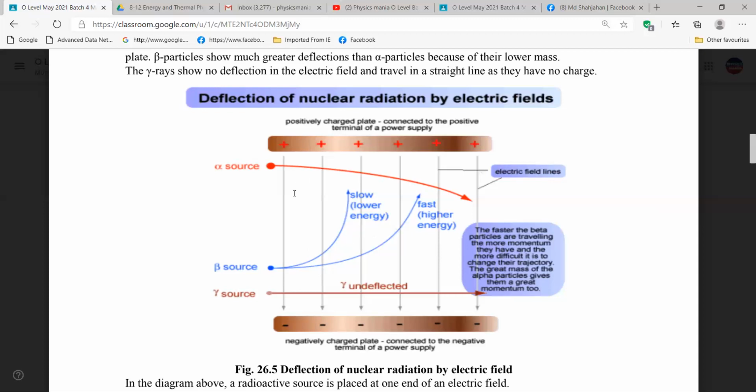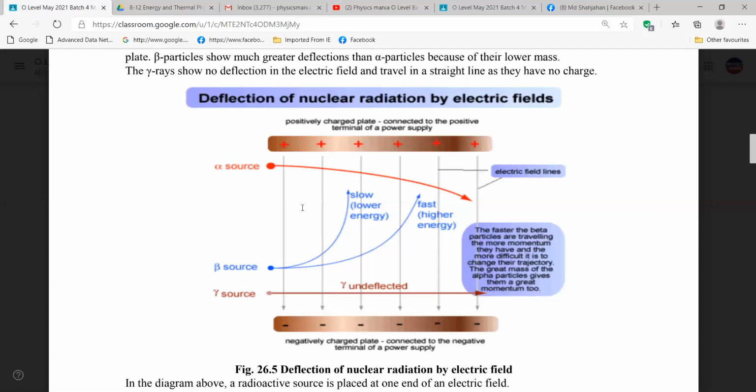While only alpha, if we would not have taken the negative plate, what would have happened? Yes, sir, because you said it is getting deflected by positive. It's simple that it is repelled by positive and attracted by negative. Both are used here, right?